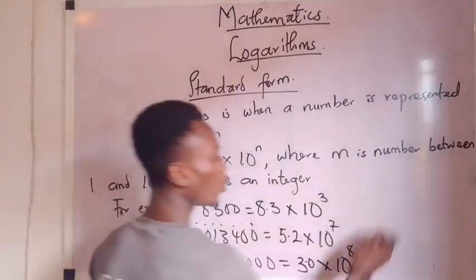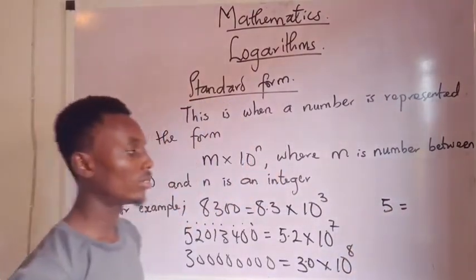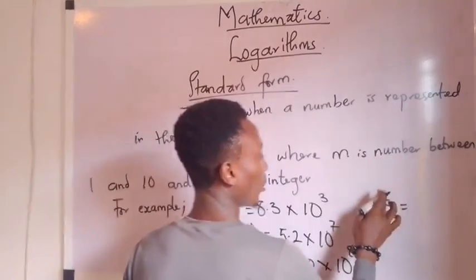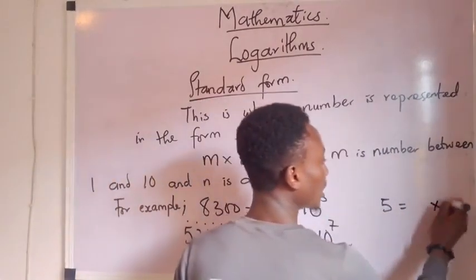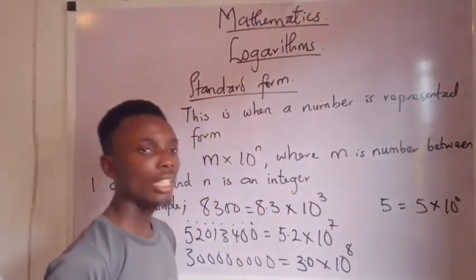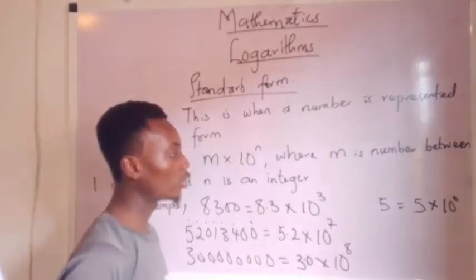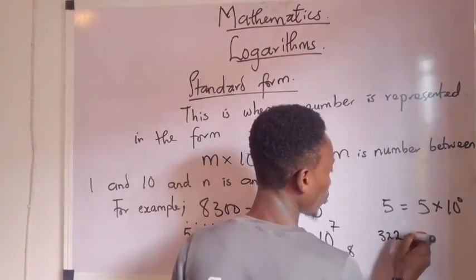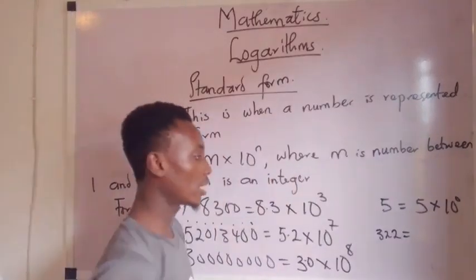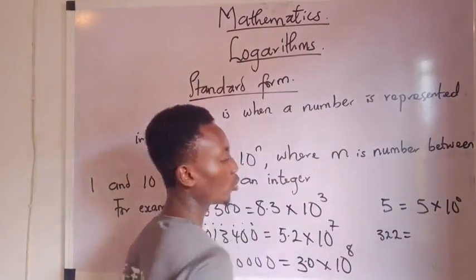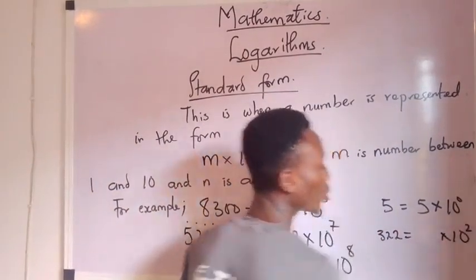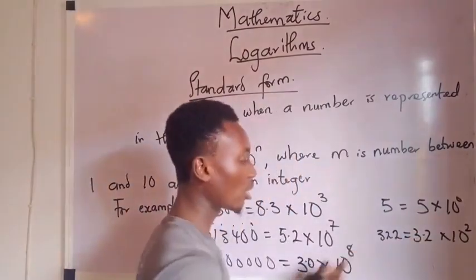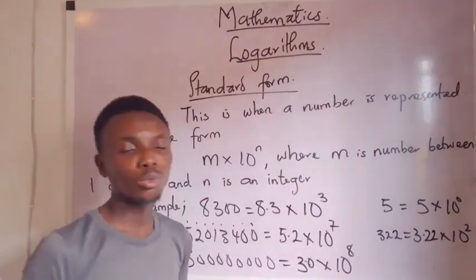So what if you have a number like 5? How do you represent this in standard form? When you start counting from here, what do you have? Only 0. So you have times 10 raised to power 0. So you have 5 times 10 raised to power 0, or 5.0 times 10 raised to power 0. What of probably 322? How do you represent this in standard form? 0, 1, 2. So you write first times 10 raised to power 2. Quite easy. Now, you write 3.2. You can leave it as this, or you can write 3.22 times 10 raised to power 2. It's all the same thing.